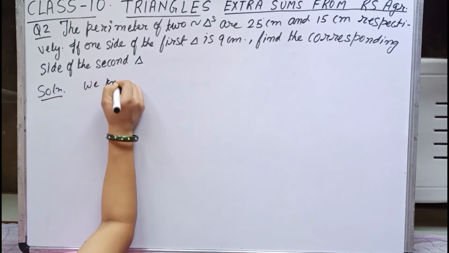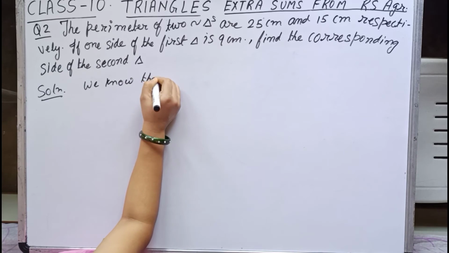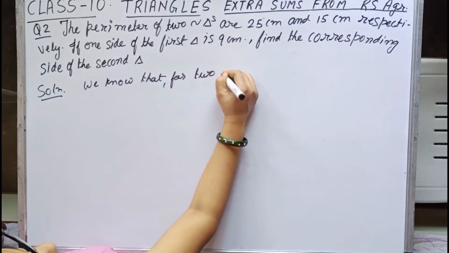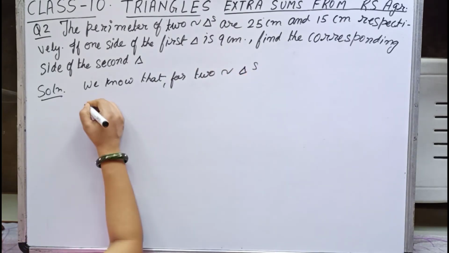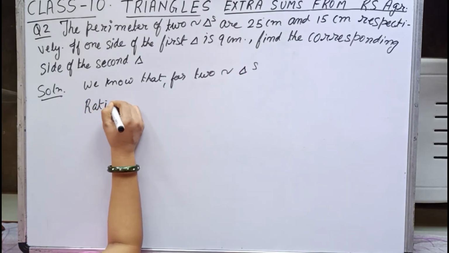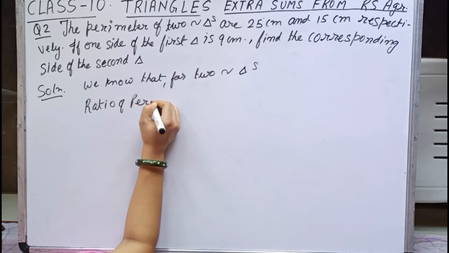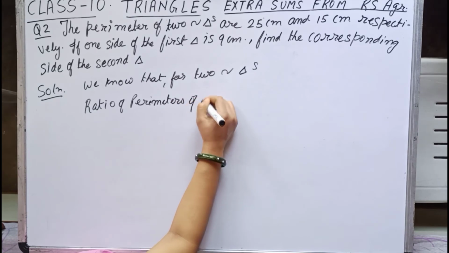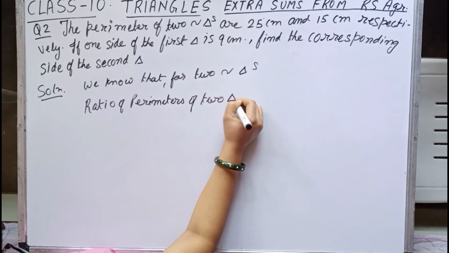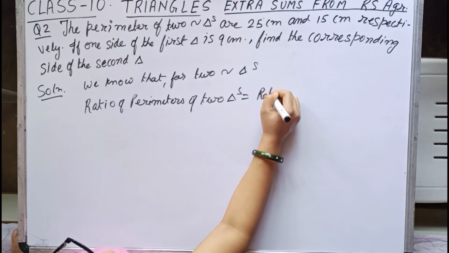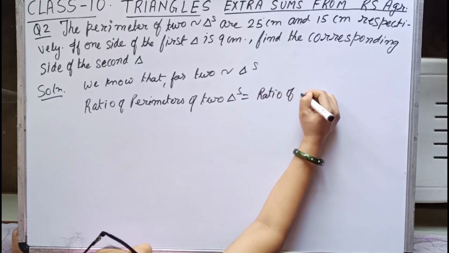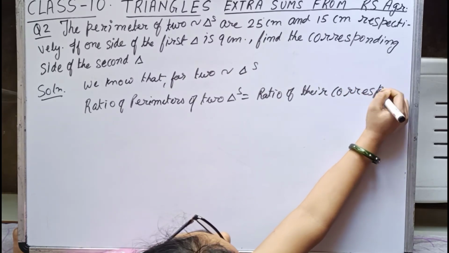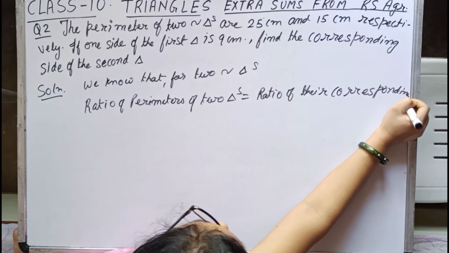We know that for two similar triangles, the ratio of perimeters of the two triangles is equal to the ratio of their corresponding sides.